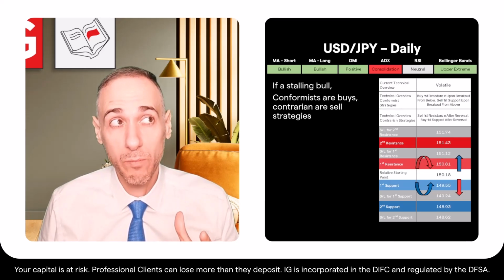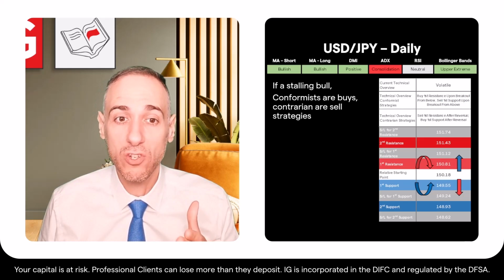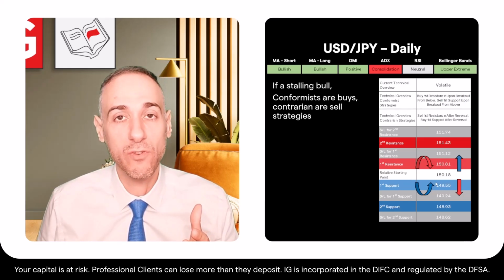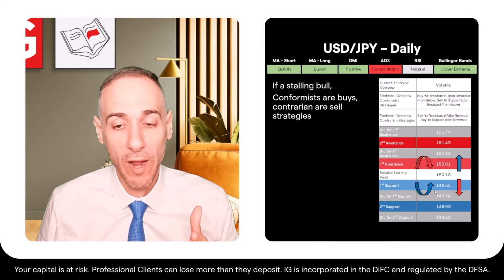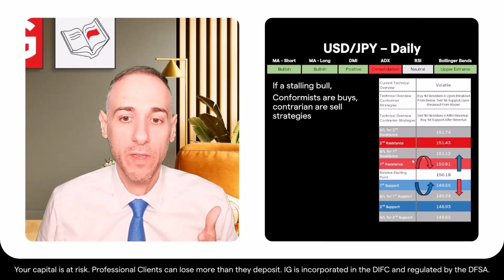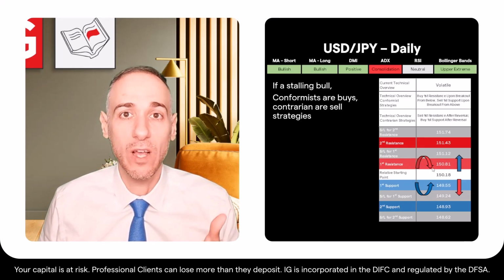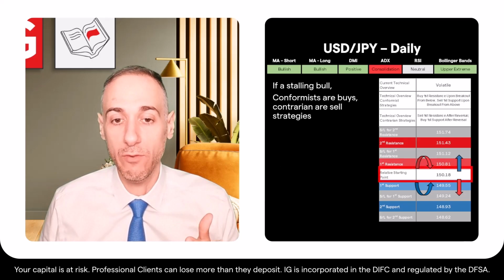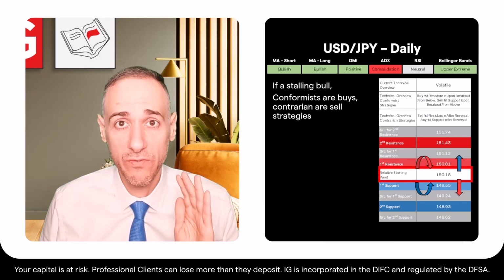But if you are for a stalling bull or something bullish, that means conformist strategies are going to be buys, contrarians are going to be sells. Buys as in buying after the first support, buying at the first support after reversal, or going for a buy breakout, whereas contrarian would be selling after a reversal off the first resistance, or even a sell breakout strategy off the first support level.